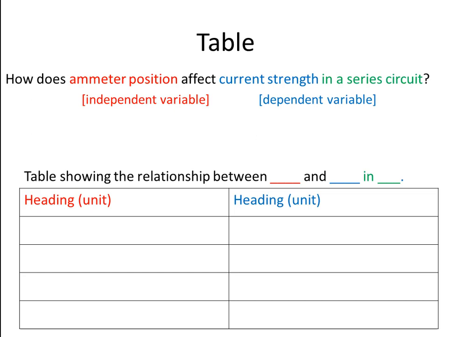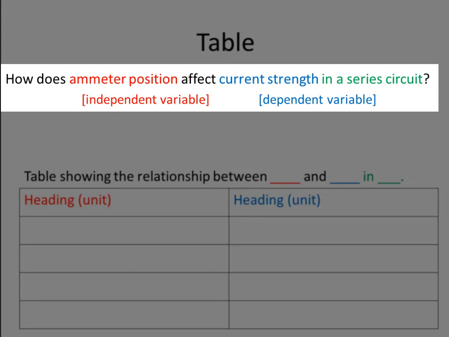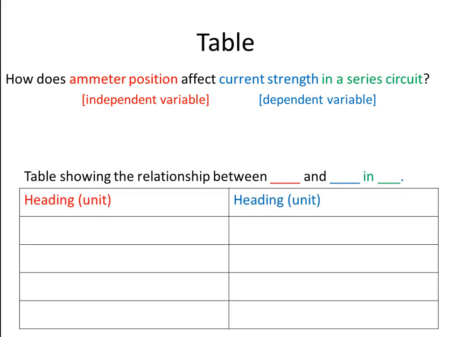Our question is, how does ammeter position affect current strength in a series circuit? And we need to write a heading for our table showing the relationship between the independent variable and the dependent variable, and give the context. Then we need 2 columns. We need a heading and maybe a unit. You have to decide whether that's relevant or not, for the independent variable in the first column, and then also for the second column for the dependent variable. So what comes in these gaps?